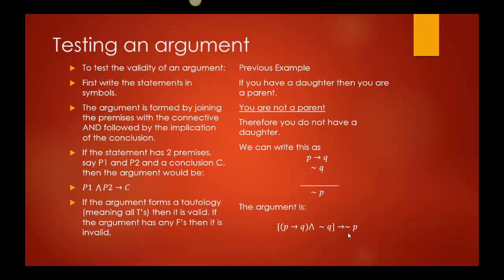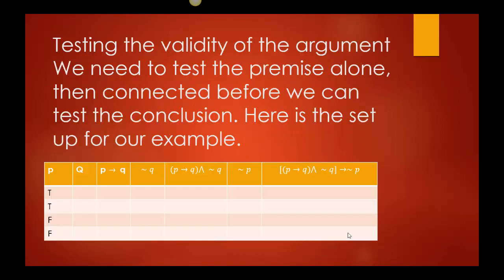Okay, so I need to make a truth table to test this. So here's how I made mine. I started with P, Q, then P implies Q to say there's my first statement. Then I have not Q, my second statement. Then I put those two things together. So those are my premises together. Finally, I have my conclusion, not P, and then the whole thing together, which is my argument.